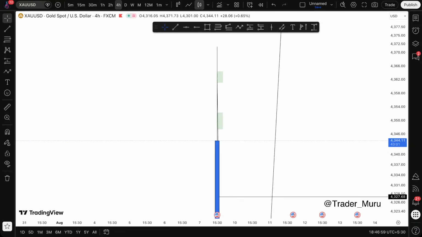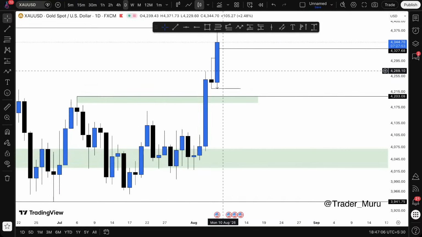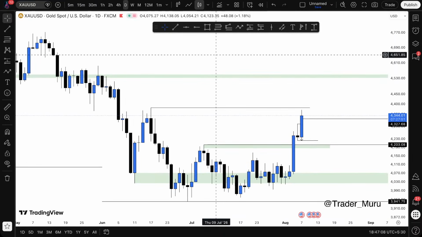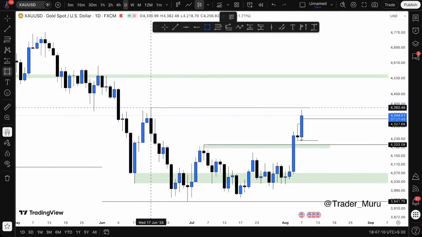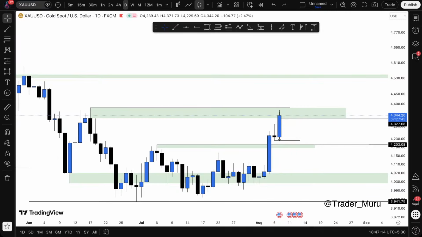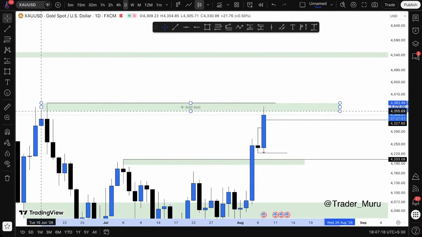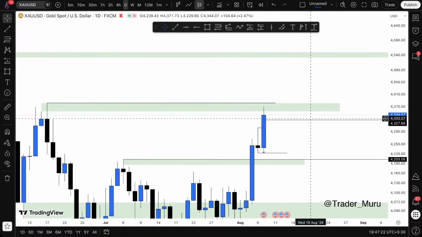Four-hour closing in 43 minutes. And price is already rejecting from our daily time frame extreme order block. In 1 hour time frame, it is rejecting from 55 here.